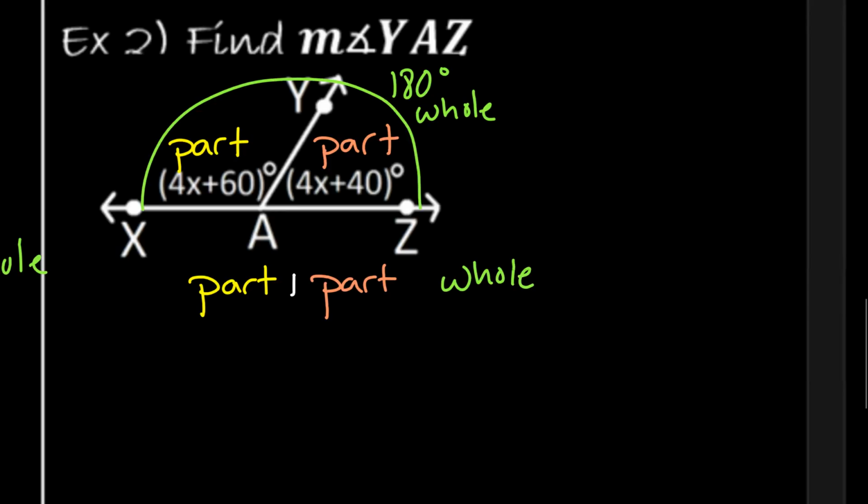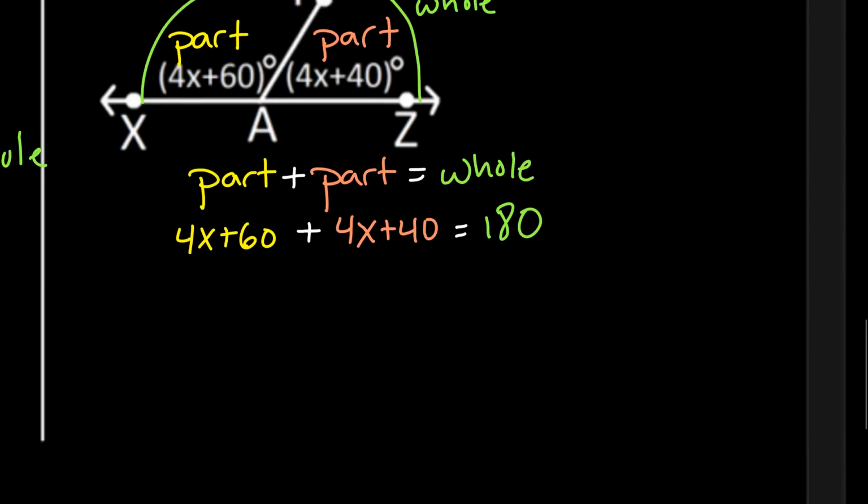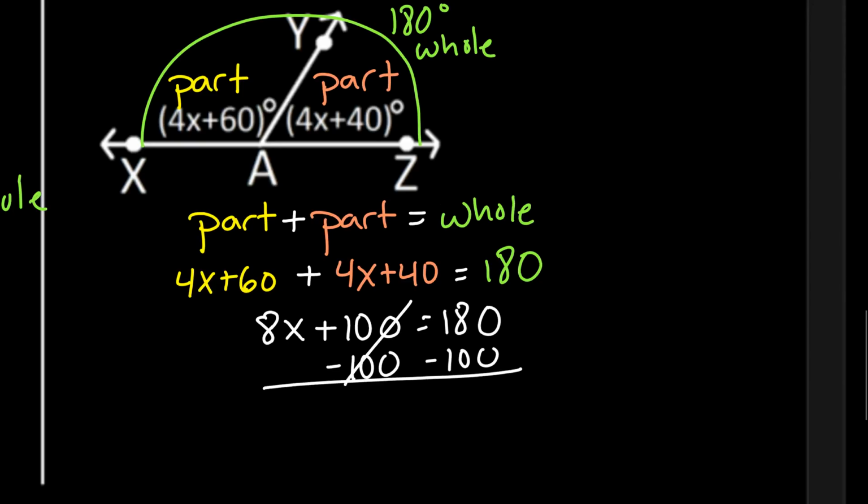The first part in this case is what? 4x. Beautiful. Plus the second part, which is 4x plus 40, equals the whole, which we found to be 180. So, what is 4x plus 4x? 8x. And 60 plus 40 equals 180. Then what do we do? Subtract 100. And 8x is... divide by 8. And what is x? x is 10.